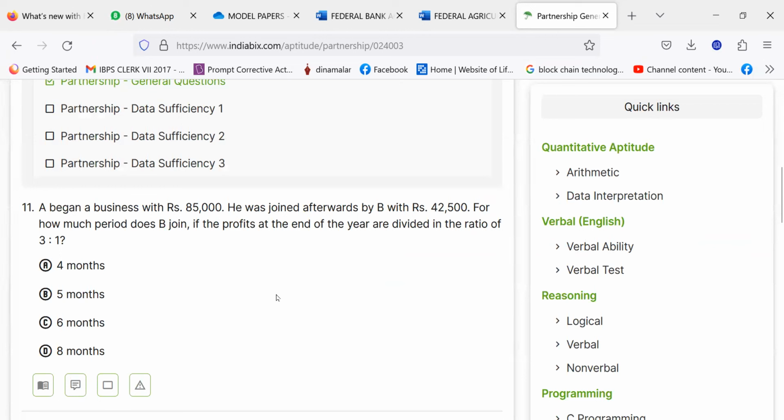Please go through 11, boys, girls. Question number 11. A began a business with rupees 85,000. He was joined afterwards by B with 42,500. For how much period does B join? If the profits at the end of the year are divided in the ratio 3:1, this man A is getting 3, that man is getting 1.